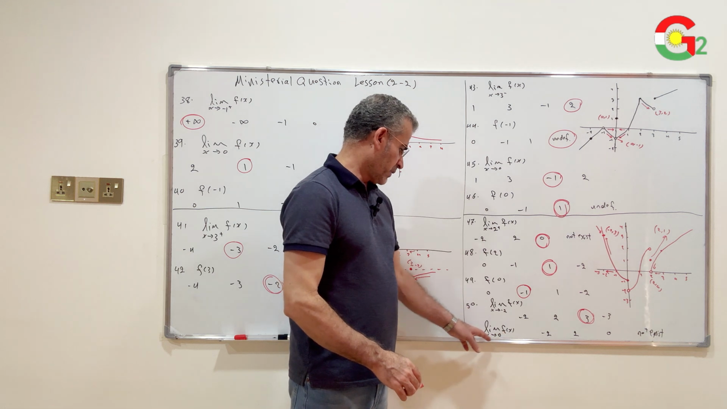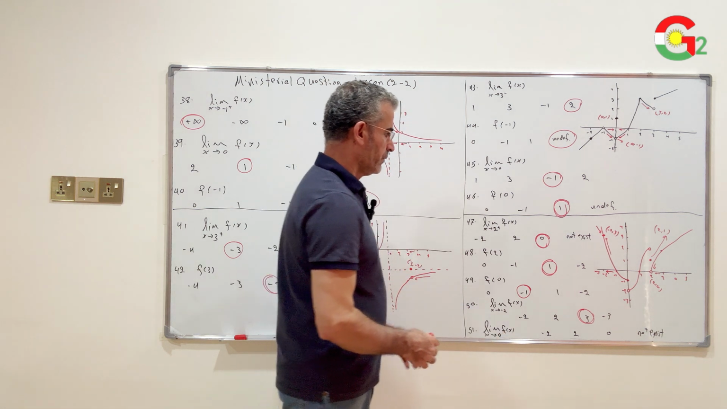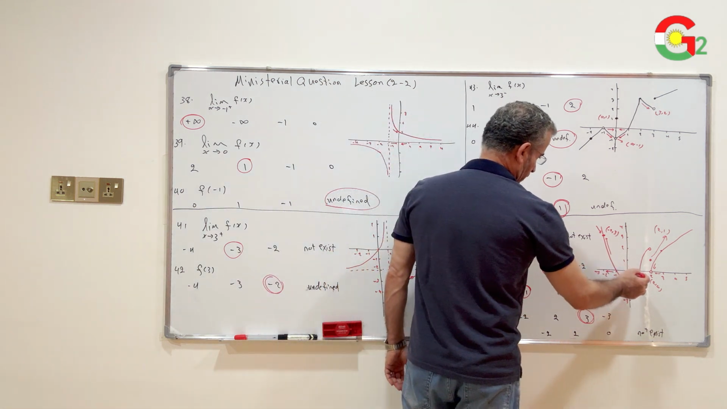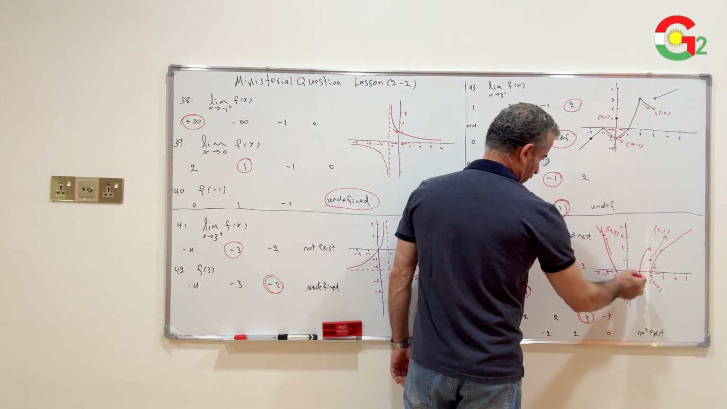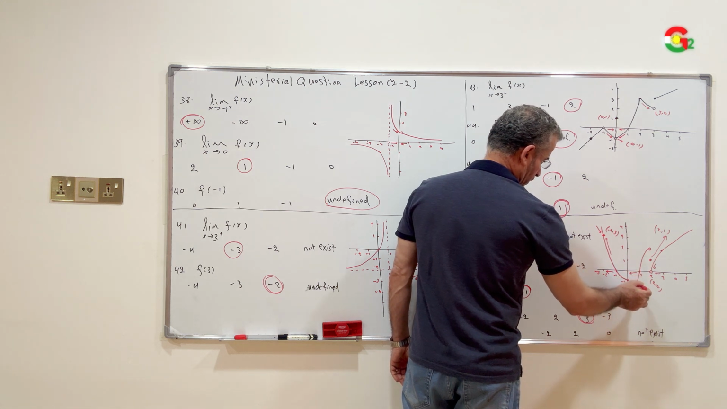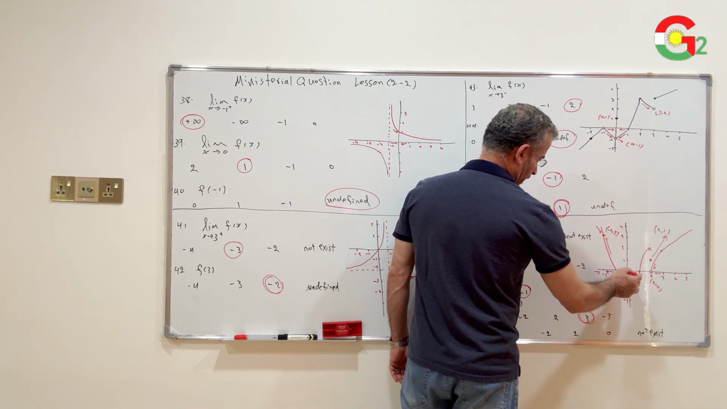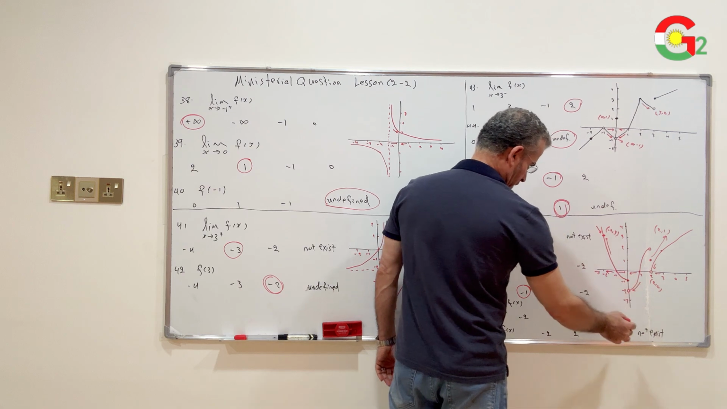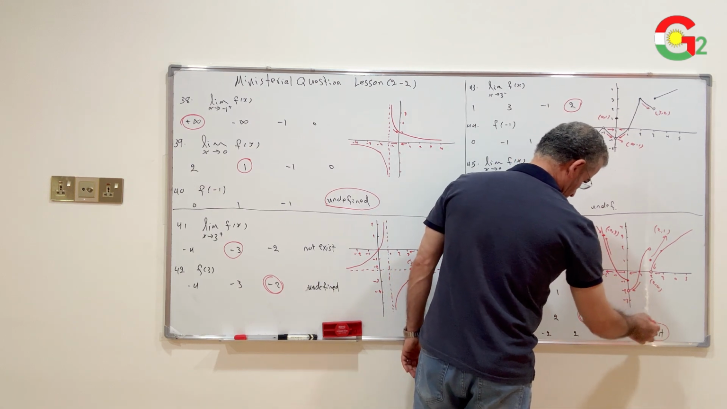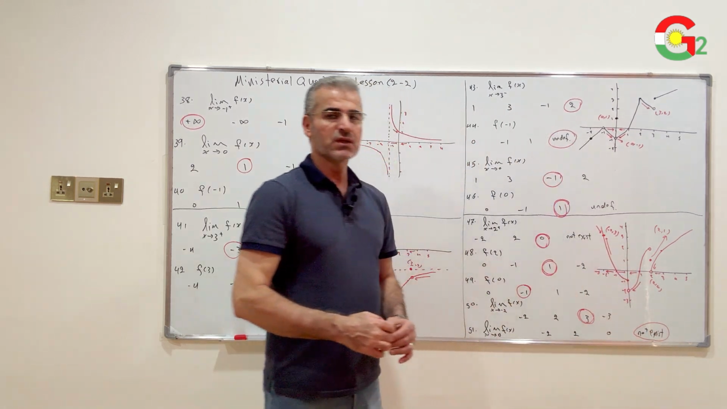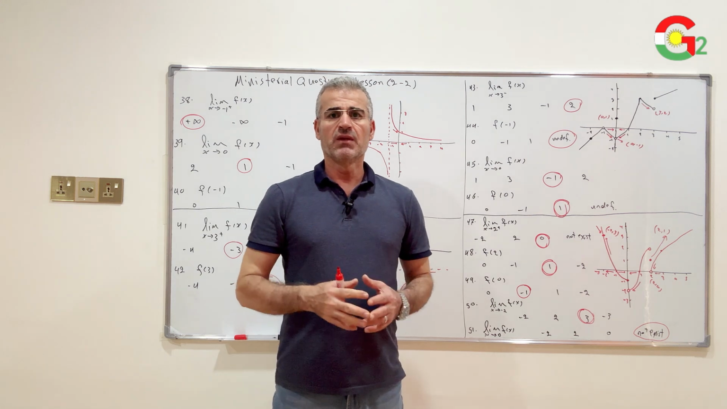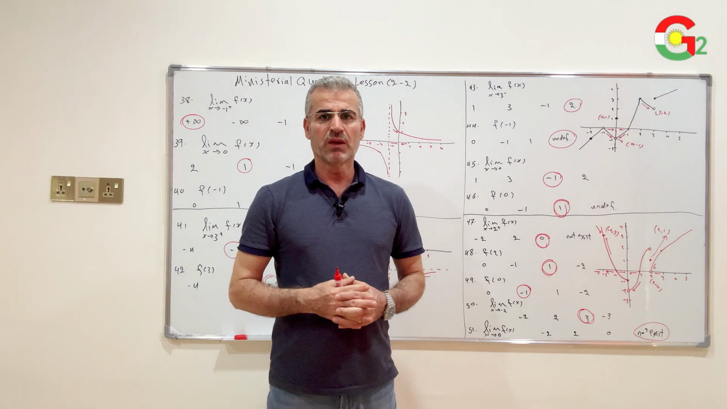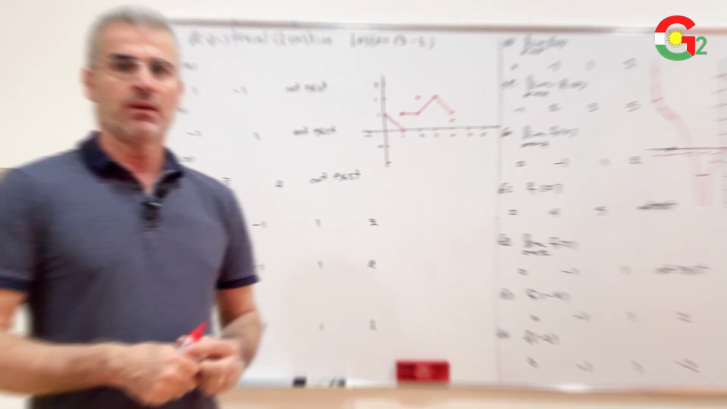Limit f of x when x approaches 0. When x approaches 0 from the right, f of x goes to negative 2. From the left, f of x goes to negative 1. Then the right choice is does not exist, since the limit from the left is not equal to the limit from the right.